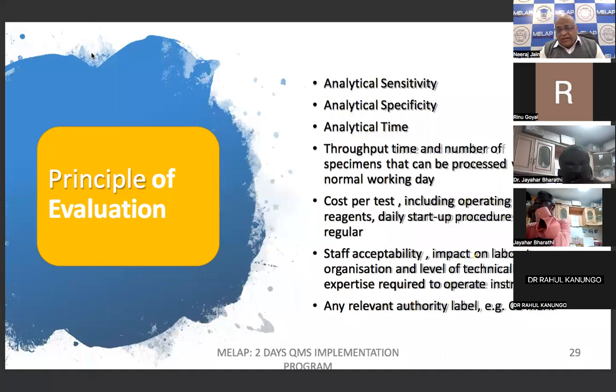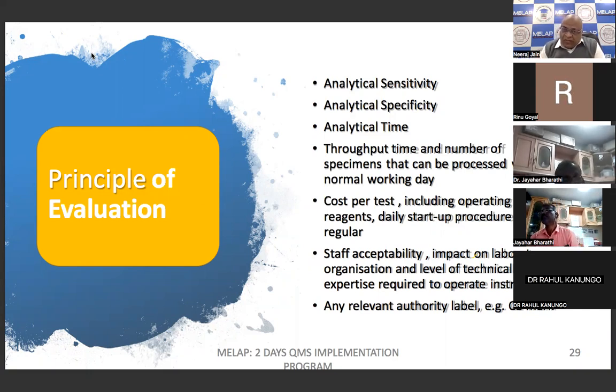Some books write analytical sensitivity as the minimum value your machine is able to detect. But if you read the latest edition of Henry, Todd and Stanford, this book has mentioned that lowest value as the lowest limit of quantification. Now we call that LLQ. What is the minimum difference your machine is able to appreciate, that is called analytical sensitivity.